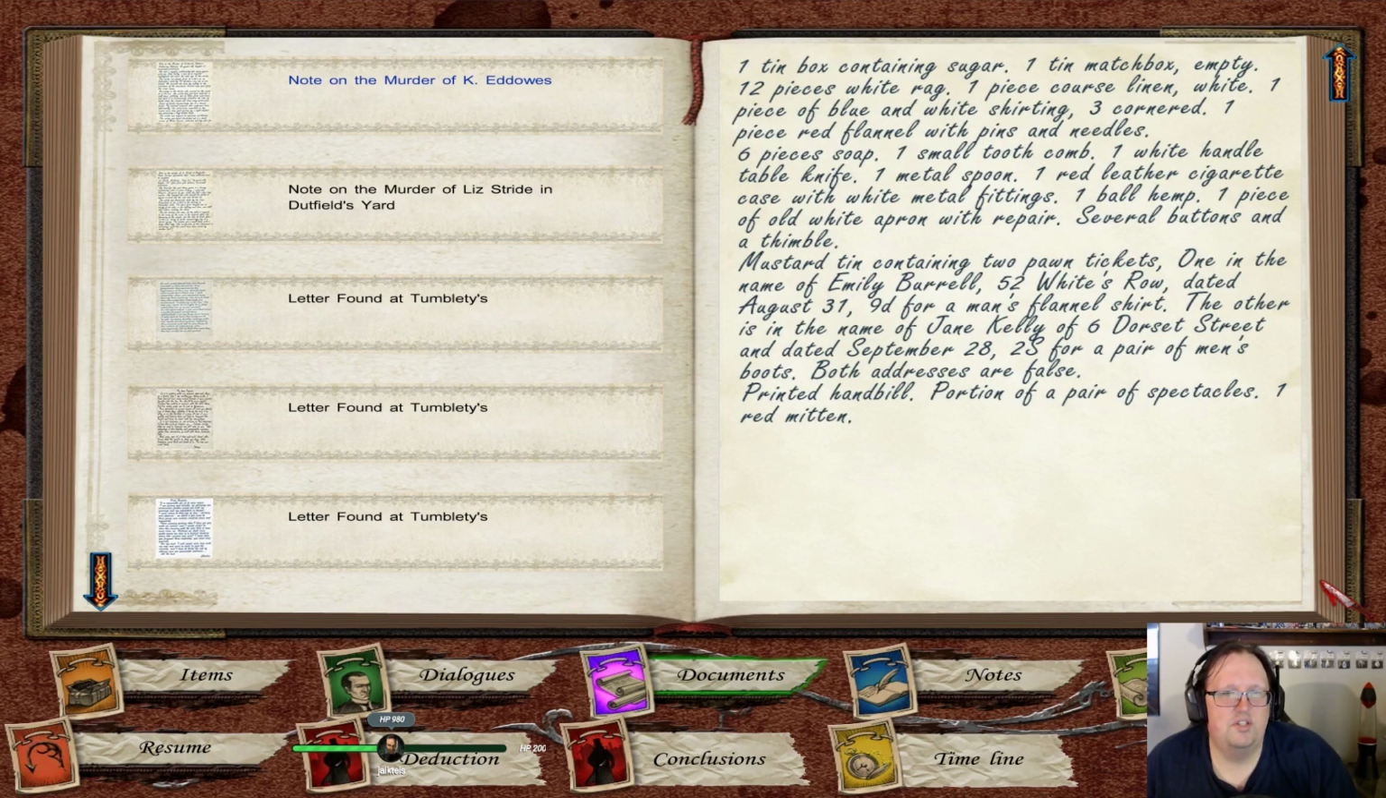apron with repair, several buttons and a thimble, mustard tin containing 2 pawn tickets, 1 in the name of Emily Burrell, 52 White's Row, dated August 31st, 9 pence for a man's flannel shirt. The other is in the name of Jack Kelly of 6 Dorset Street and dated December 28th, 2 shillings for a pair of men's boots. Both addresses are false. Printed handbill, portion of a pair of spectacles, 1 red mitten.